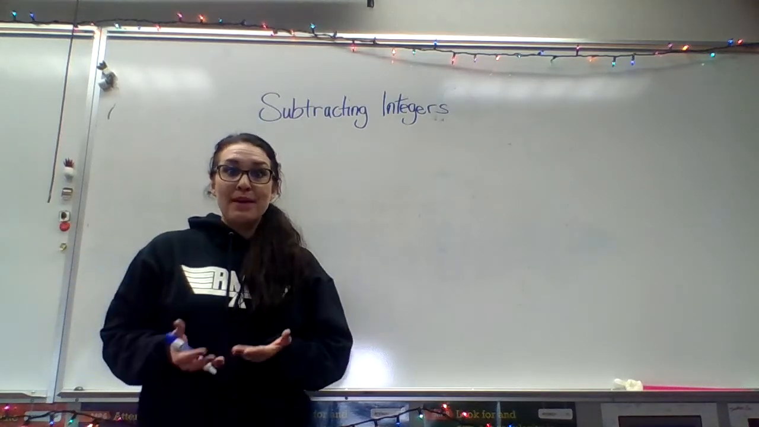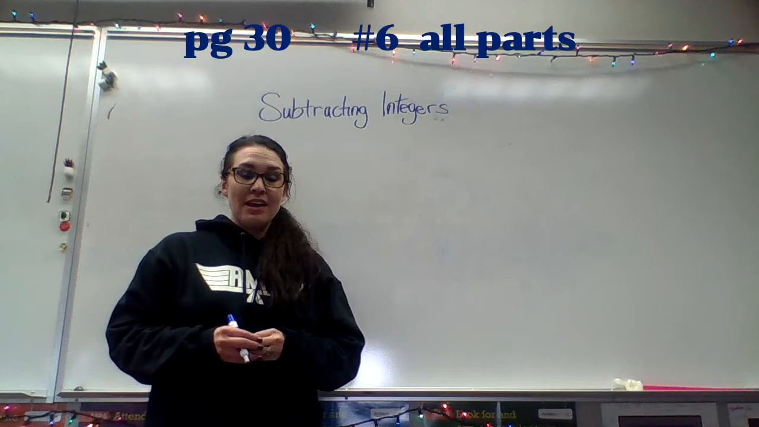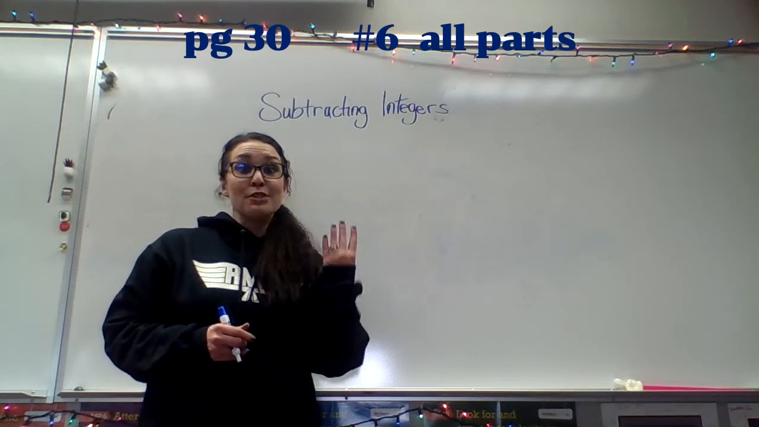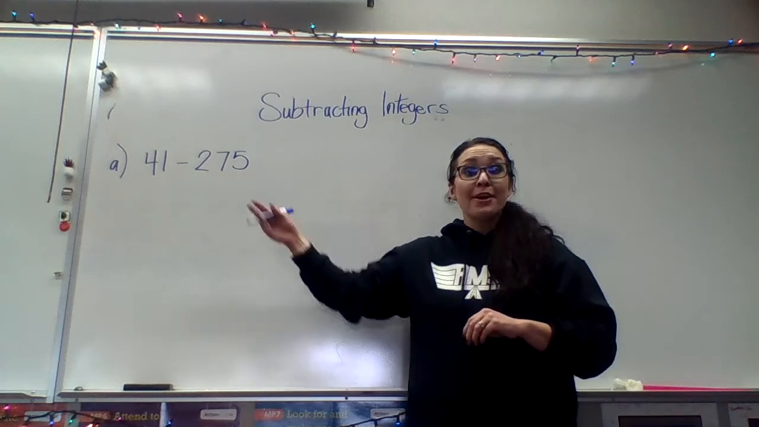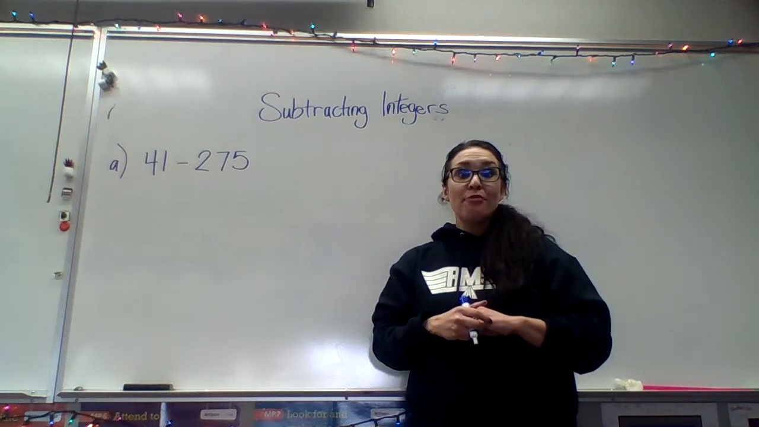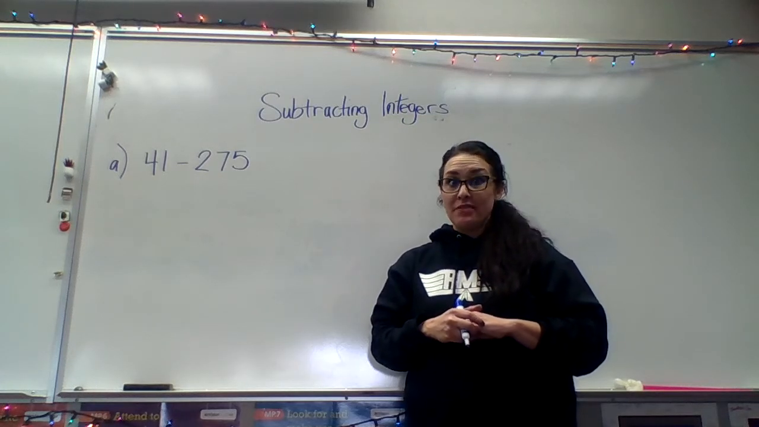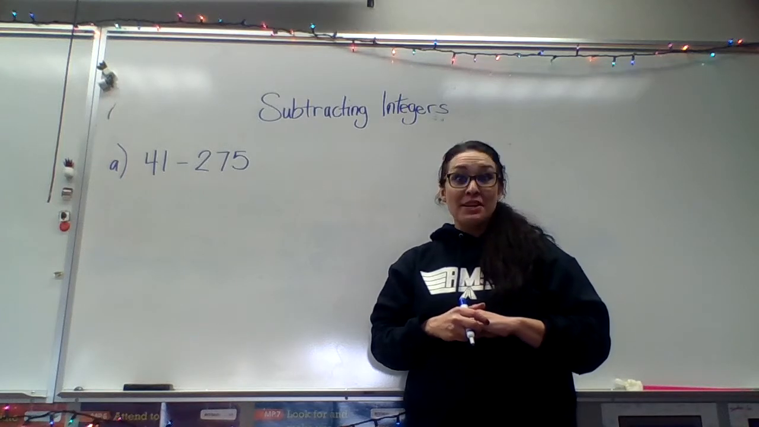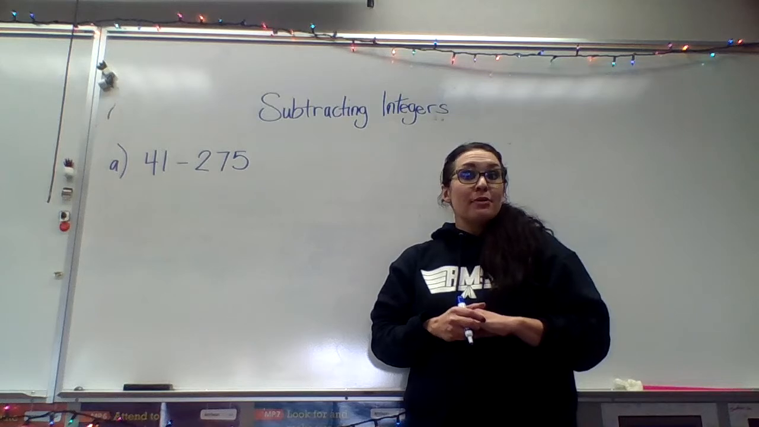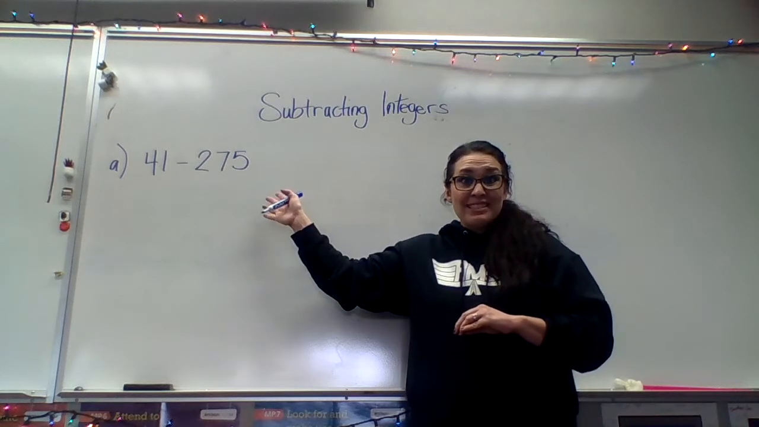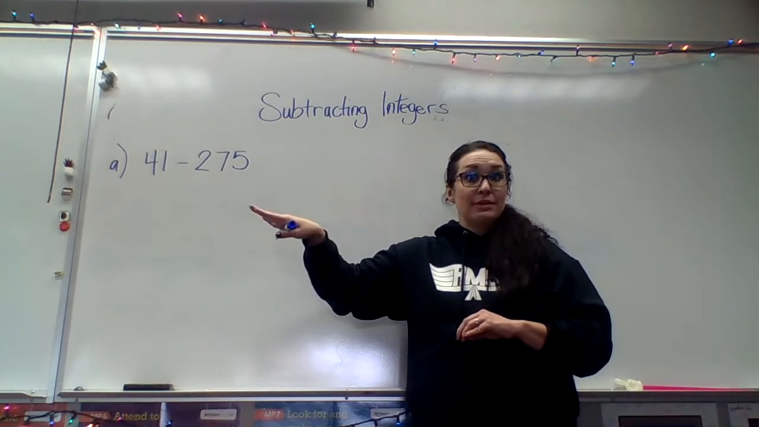For this first problem, I'd like us to look again at page 30, but question number 6. There are 4 different parts to question number 6. This is the first part. Part A for number 6, we have 41 minus 275. I'm going to solve this with an additive inverse, which means I'm going to take this subtraction and turn it into an addition problem.